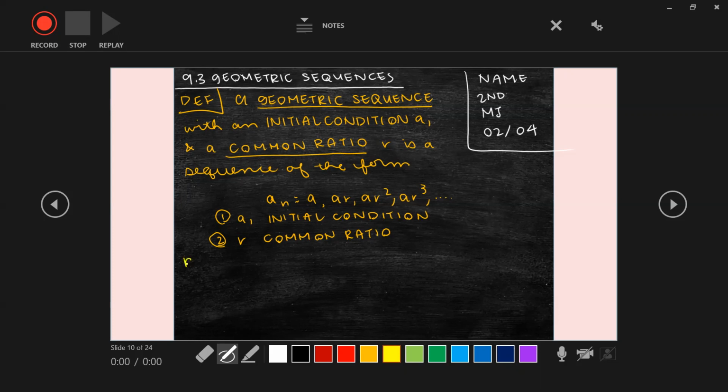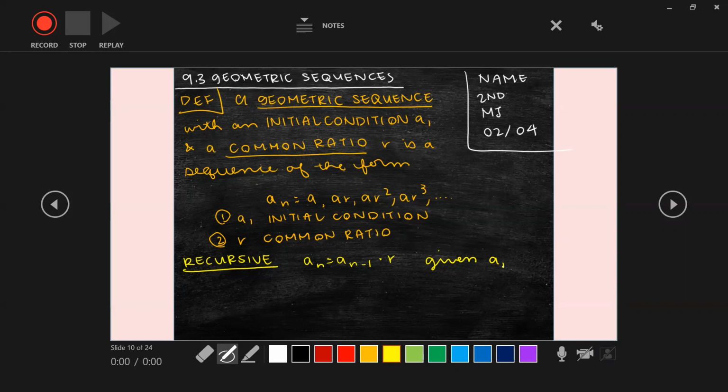A recursive formula for a geometric sequence is going to be a sub n is equal to a sub n minus 1 times r, given or when a sub 1. So there are two ways that we know something's recursive.